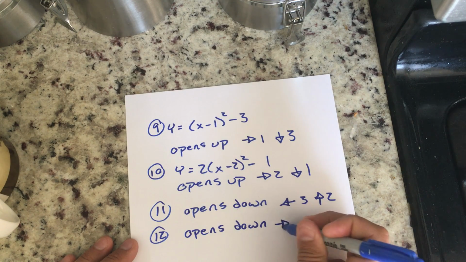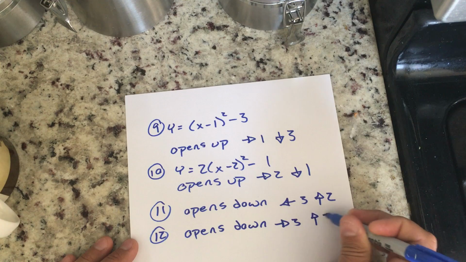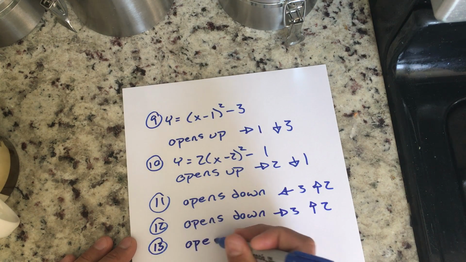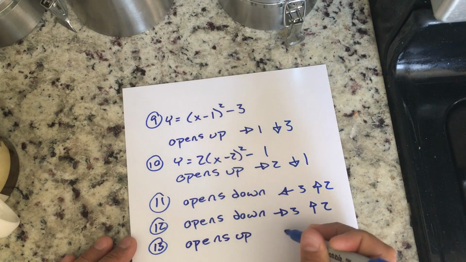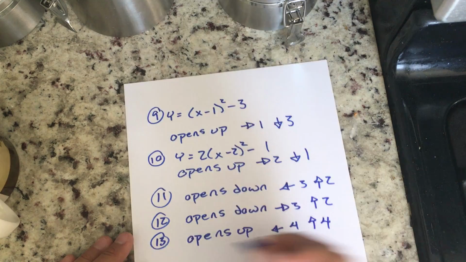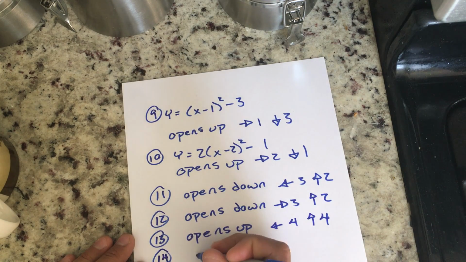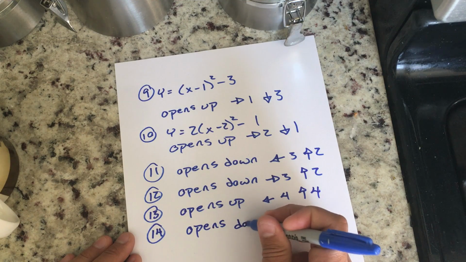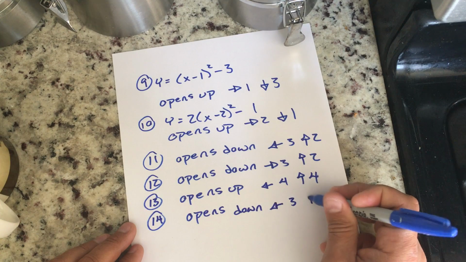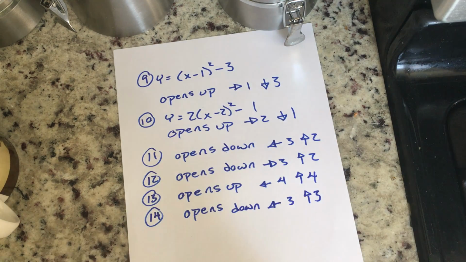Minus 3, so it goes to the right 3, plus 2, so it goes up 2. Number 13, it's positive, so it's going to open up. Plus 4, so to the left 4, and then plus 4, so up 4. Number 14, it's negative, so it's going to open down. Plus 3, so to the left 3, and plus 3, so up 3.